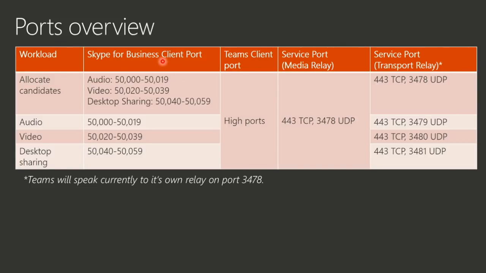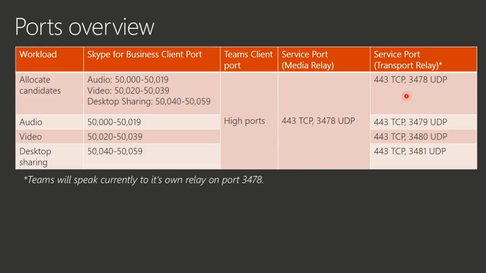So let's start with the Skype for Business client port. While I allocate my candidates, I will honor the client ports that Skype for Business is using per workload. So that's 50,000 to 50,019 for audio, 50,020 to 50,039 for video, and 50,040 to 49 for desktop sharing. And all of this, if I have a media relay, will go to 443 TCP, 3478 UDP, or if I have a transport relay, it will also go to these ports, and then, as we have learned, it will be redirected.